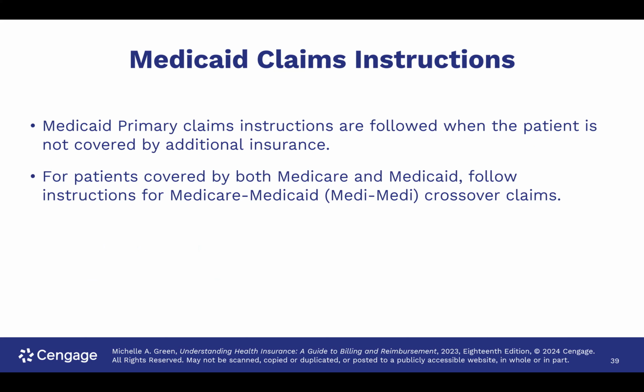Medicaid primary claims instructions are followed when the patient isn't covered by additional insurance. So in other words, if all they have is Medicaid, then there's a certain set of instructions. Many patients will have both Medicare and Medicaid, and there will be crossover claims instructions that a medical office will have to follow.